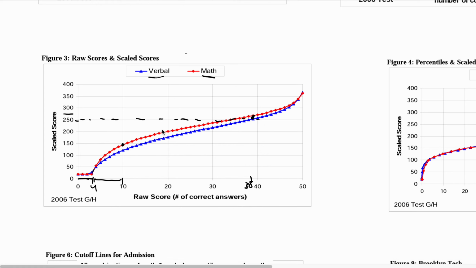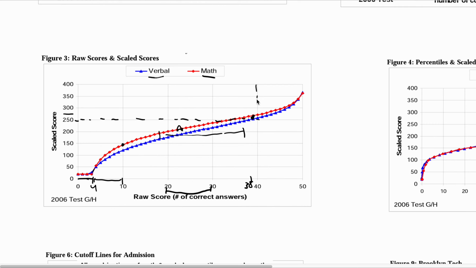And then in this middle area, from here to here, for each question you get correct, there's only like a tiny jump in score. The reason for this is that a lot of students are getting in this mid-range, so there's not a lot of differentiation between those students. They calibrate it so that in this middle range, you're getting a very small increase for each question you answer correctly.